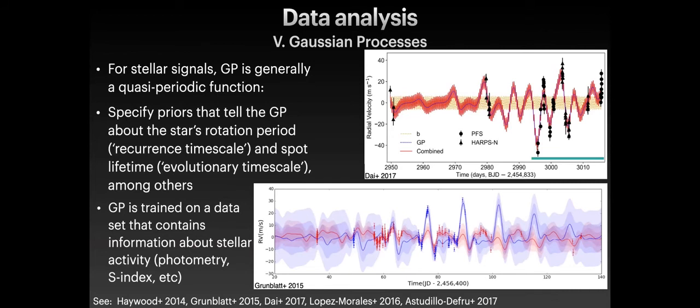Gaussian processes work under the premise that variability signals are quasi-periodic with a handful of key parameters that help define their behavior, which are called hyperparameters. Users specify priors on the hyperparameters using information about the star's rotation period and how long spots last on the star, things that are often gleaned from other data sources like light curves or spectroscopic indices. The Gaussian process is then trained on a data set that contains information about stellar activity, be it photometry, S-index values, H-alpha values, etc.